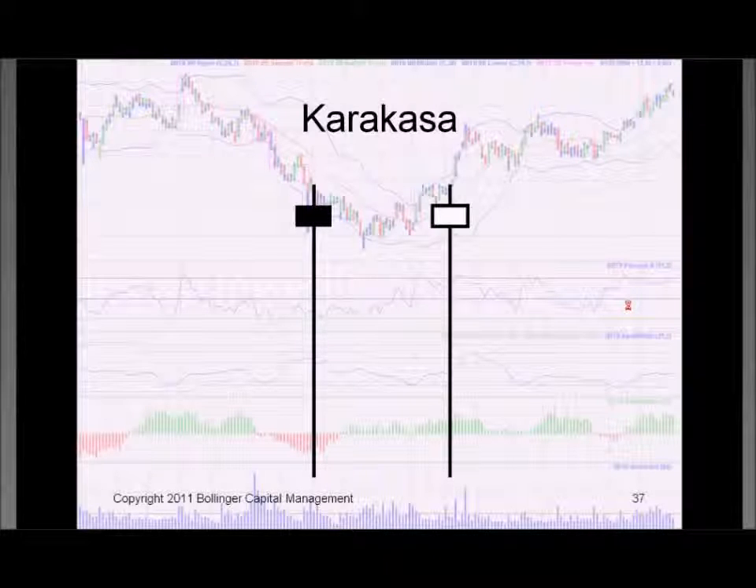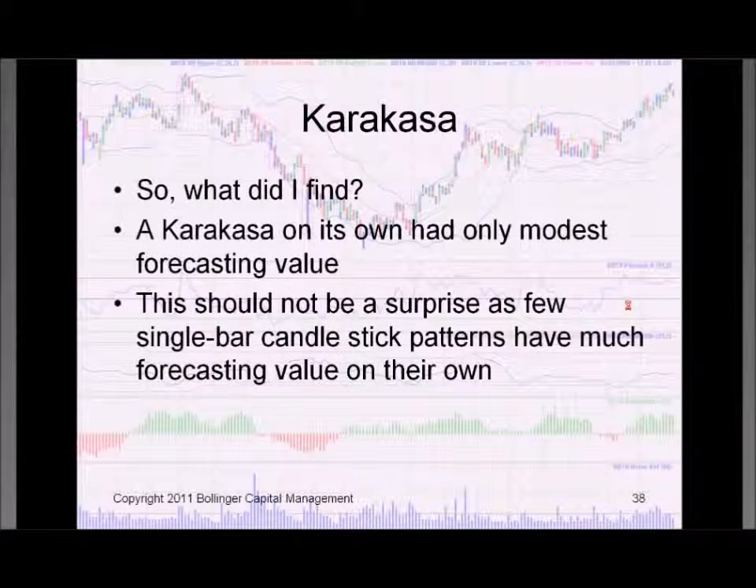I went and defined these mathematically. I said that the entire height of the karakasa had to be greater than the average 10-day true range, and the body had to be less than some percentage of the 10-day average true range. I think it was less than 10%, and the upper shadow could be no higher than the height of the body itself. So I tried to come to a rigorous mathematical definition so that I could actually test this idea.